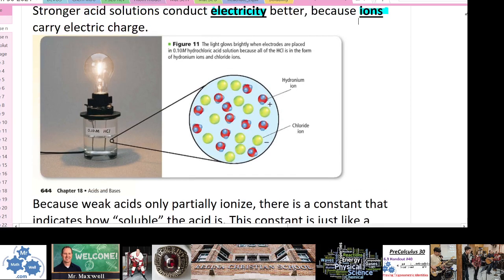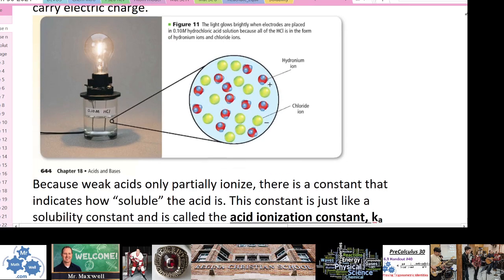Think of car batteries, right? If you have your battery acid in there, if you have a strong solution like that, the electricity is allowed to flow, provides a bit of a buffer too for heat and different things.